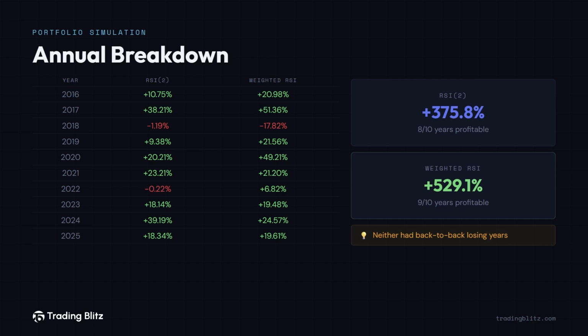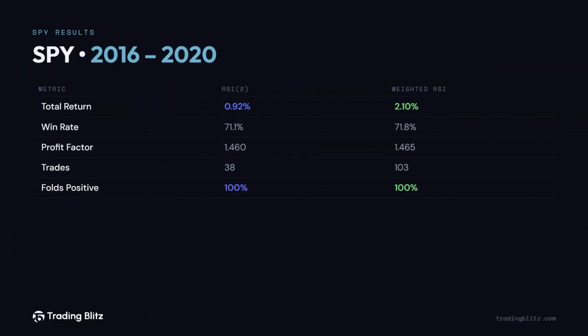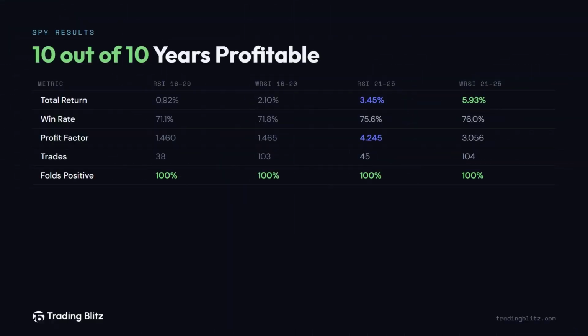Next, let's see how this played out on SPY specifically, because that's the instrument that most people associate with this strategy. Now, if we look at the 2016 through 2020 period, standard RSI generated 38 trades and returned 0.92%, whereas the weighted RSI generated 103 trades and returned 2.1%. This is the same pattern we saw on the full stock universe: more trades, more total return, and similar quality per trade. Now, in the 2021 through 2025 period, both strategies improved significantly on SPY.